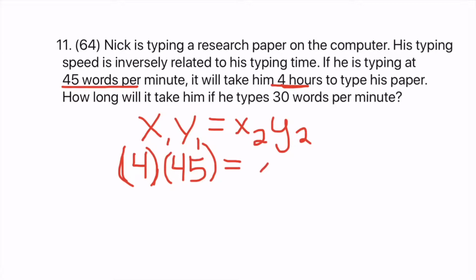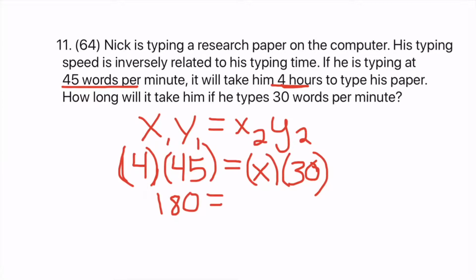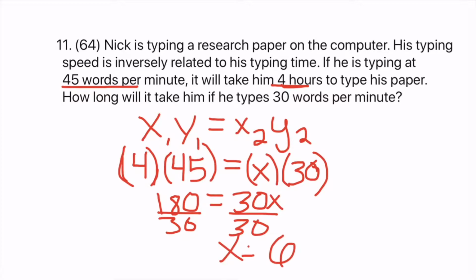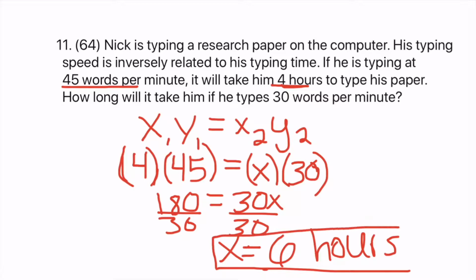We want to find his time when he is typing 30 words per minute. Again, these are being multiplied, so I could have written it 30 times x too. So we have 4 times 45 is 180 equals x times 30, which is 30x. We divide by 30, divide by 30, and x equals 6 hours. I personally think this method is a lot faster, but both of them, as you can see, give the same answer, so you just do what you're comfortable with.